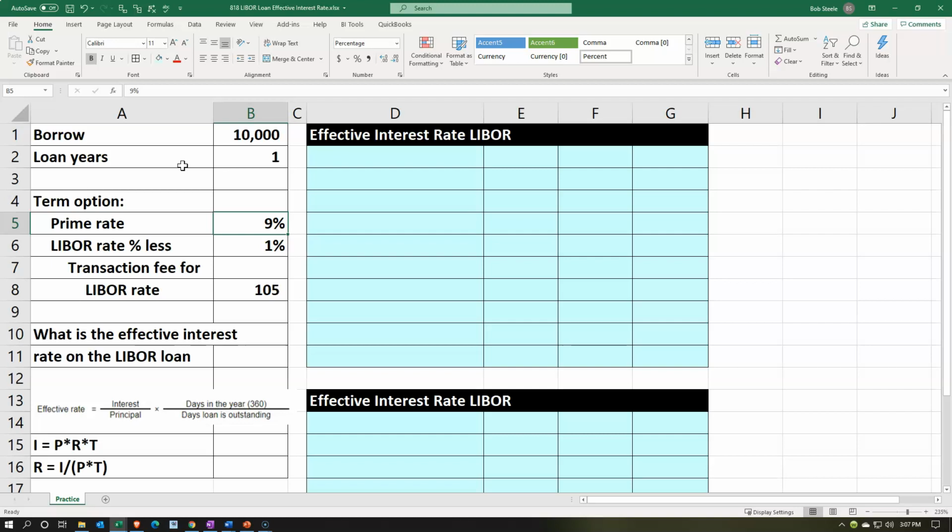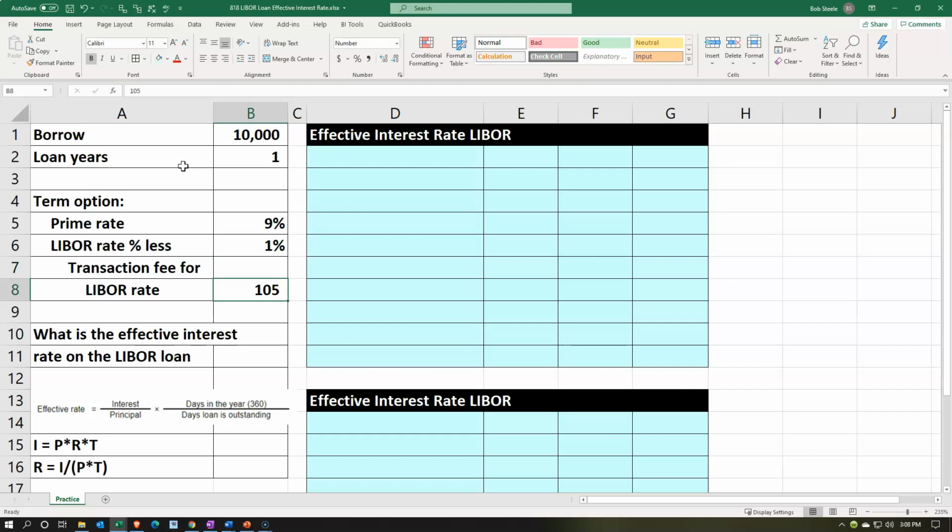So the LIBOR rate is going to be 1% less than the prime rate. So the prime rate is 9%. LIBOR is going to be 1% less, so we're going to say 8%. But there's also going to be a transaction fee of $105. So you can see now we have this added cost that isn't normally in the percentage calculation of the interest.